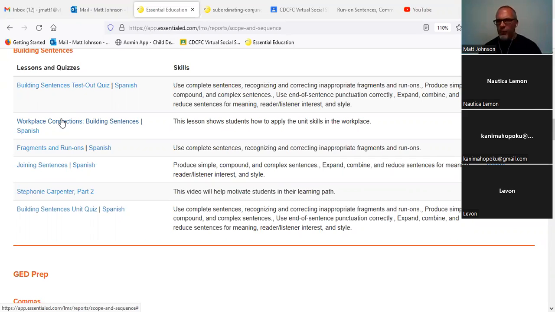So again, this is kind of what we've been leading to here, talking about this both on the reading side and on the language mechanics side, because subject and verbs, we've been dealing a lot with those. How do you make a complete sentence? Now we're going to address not just identifying them, but how you are going to fix them once you encounter them. So let's take a look at our lesson.